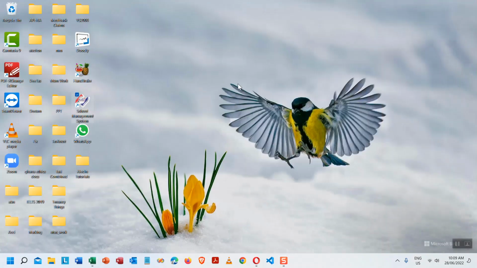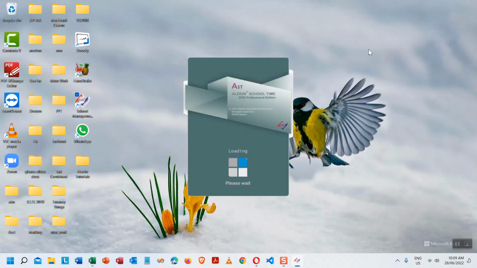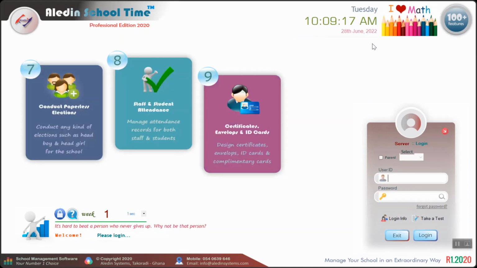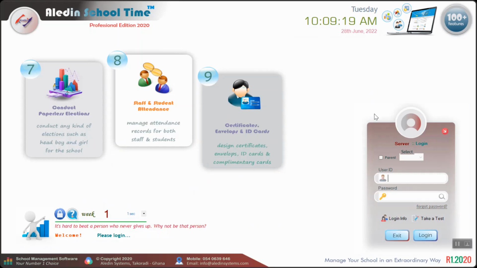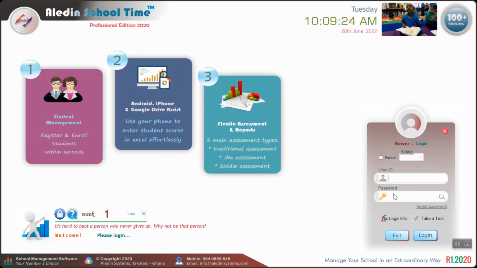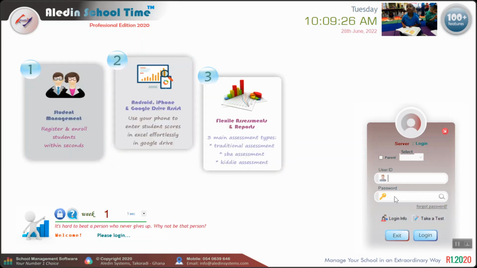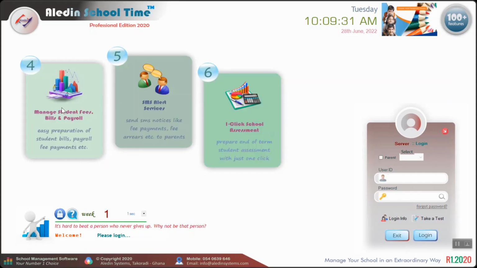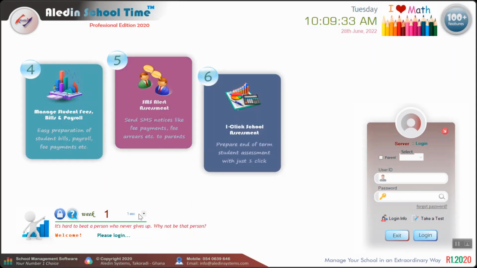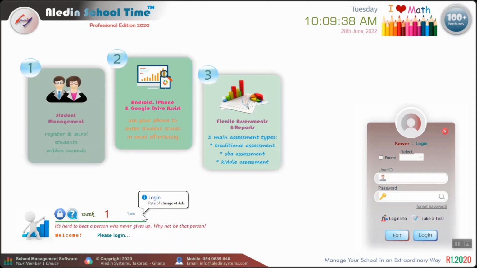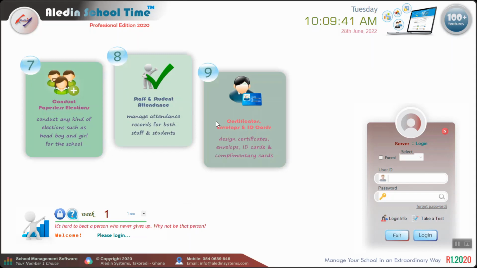Aledin School Time, that is the school management system. I double click on it and then it will load. So it is loading. All right, so this is the login screen of Aledin School Time. You can see that you can use your ID and then the password here. And then you see how these are changing. These are features, and they are changing at the rate of 1 second, every 1 second these features change.